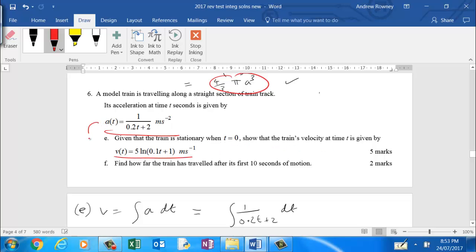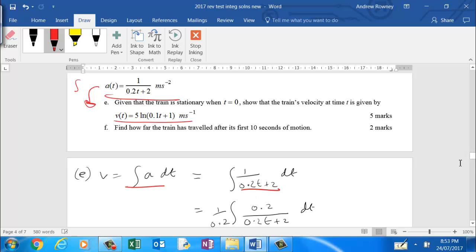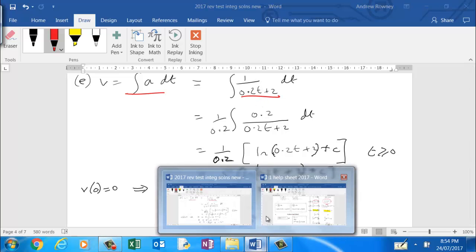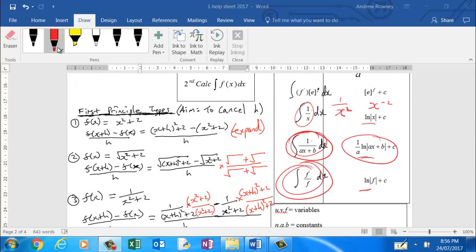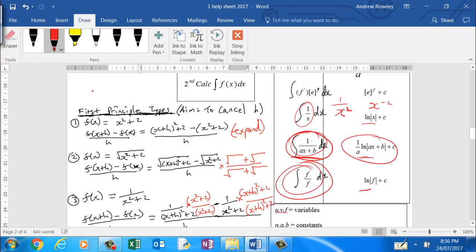So if we integrate the acceleration, we'll get the velocity. And if we integrate velocity, we get distance. So doing the integral of acceleration, we just put down the acceleration function and integrate it. Now this is a division type question, so we're using from the help sheet the division integral. So what we're using is this case down here, which is the 1 on ax plus b is equal to the ln of ax plus b divided by 1 on a.